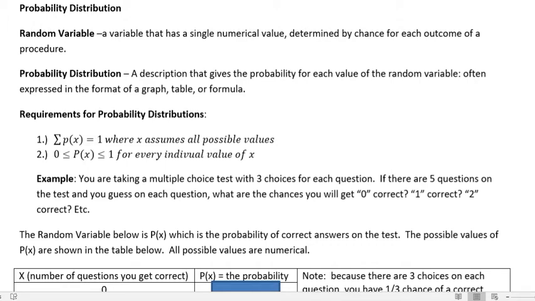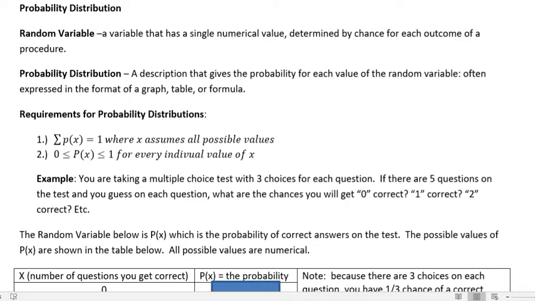For a probability distribution, you need a random variable, that is a variable that has a single numerical value, determined by chance for each outcome of the procedure. And then you can create a probability distribution, and this is a description that gives the probability for each value of the random variable. So if we were rolling a dice, we would have these probabilities that would go with what's the probability of rolling 1, rolling 2, rolling 3. And in that case, they'd all be the same, right?